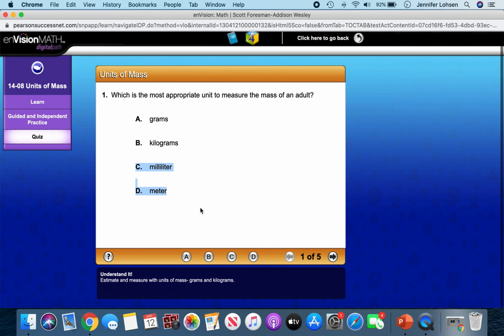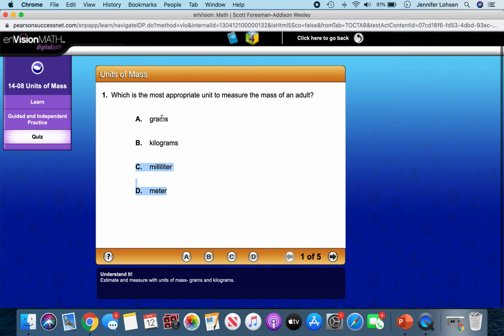So now we are thinking about what is the most appropriate unit to measure the mass of an adult. Remember, 1 gram is about the mass of a $1 bill. It's very light. You can hear me bouncing my paper on my hand with zero effort at all. And a kilogram would be about 1,000 grams. So that is going to be about the weight of a cantaloupe.